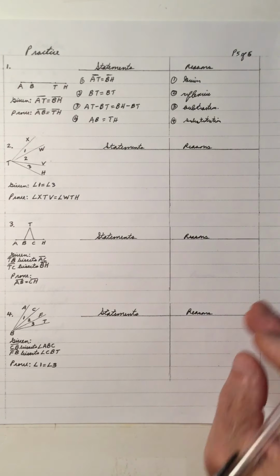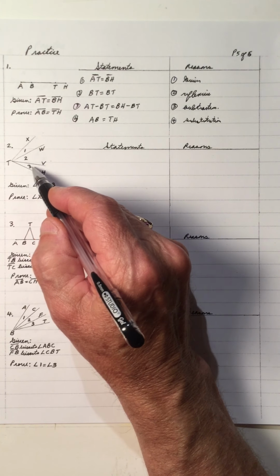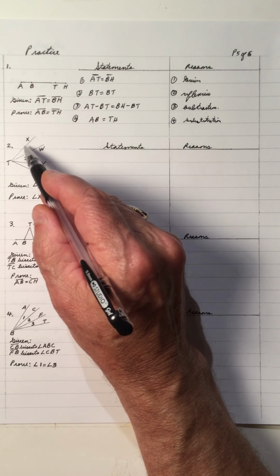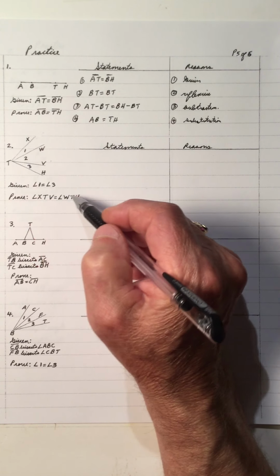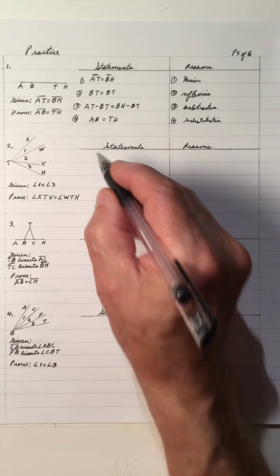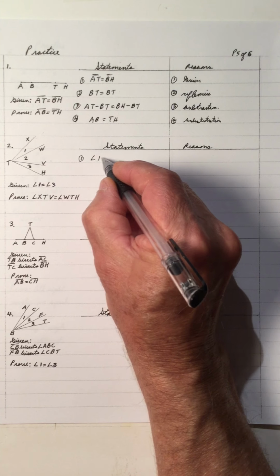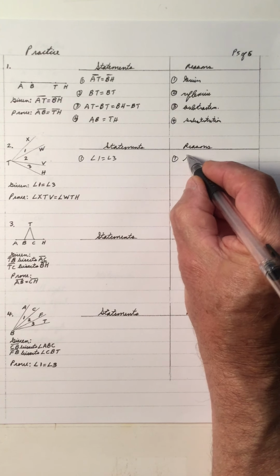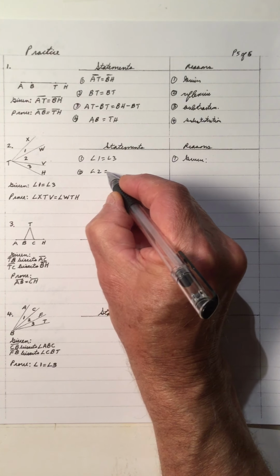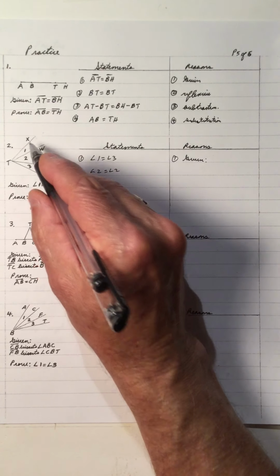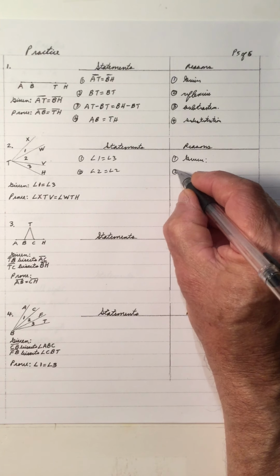Number 2, again, pause your video and see if you can do your proof or follow what I'm doing. We have angle 1 equals angle 3, and we want to prove that XTV, which is the big angle, is equal to WTH, so we're doing an addition. So, there we go. Let's look. We have number 1 is angle 1 equals angle 3. That's a given. And we have angle 2 equals angle 2 because XTV is made up of 1 plus 2. So we have to say 2 equals 2, reflexive.